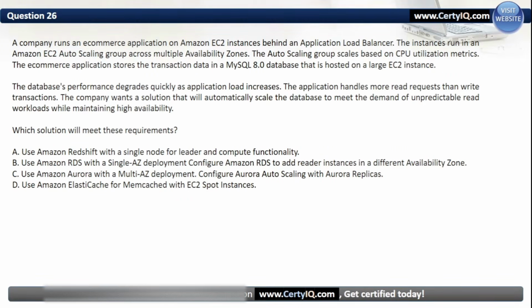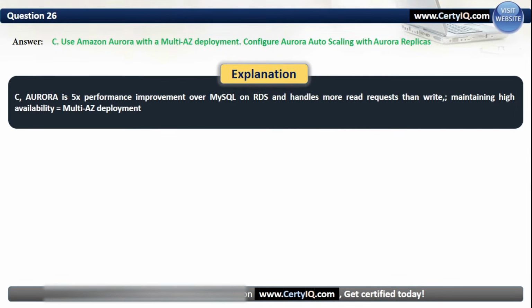Our options are A. Use Amazon Redshift with a single node for leader and compute functionality. B. Use Amazon RDS with a single AZ deployment. Configure Amazon RDS to add reader instances in a different availability zone. C. Use Amazon Aurora with a multi-AZ deployment. Configure Aurora auto-scaling with Aurora replicas. Or D. Use Amazon ElastiCache for Memcached with EC2 spot instances. The correct option among all these is C. Aurora is a 5 times performance improvement over MySQL on RDS and handles more read requests than write. Maintaining high availability equals multi-AZ deployment.